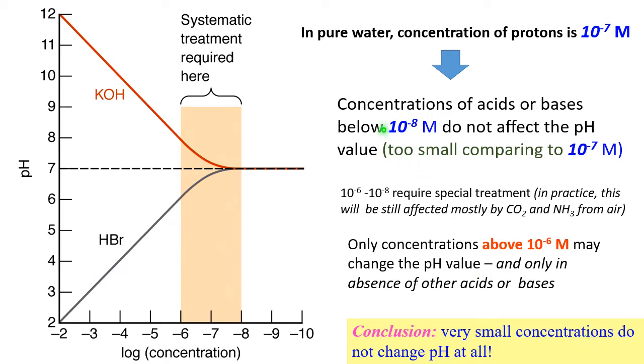If you are adding molarity below 10 to the negative 8, nothing happens. Look at this chart. You have linear dependence of pH on the log of concentration both for base and for acid, but below 10 to the negative 8 you have pH 7, which is the pH of a neutral solution.